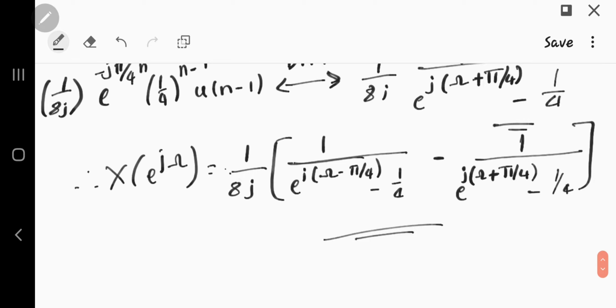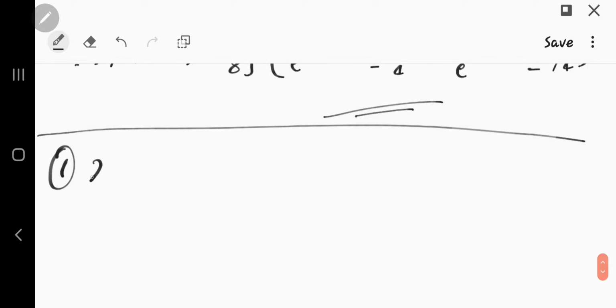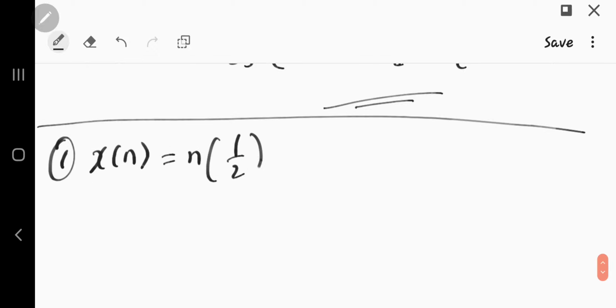So I hope you have understood this method of applying the properties to get the end result. Now I want you to try some problems on your own. Look at the properties that you can apply to get the end result here. Using properties only you have to solve this, and that will be better. Try this one, and we also have one more kind of problem here.